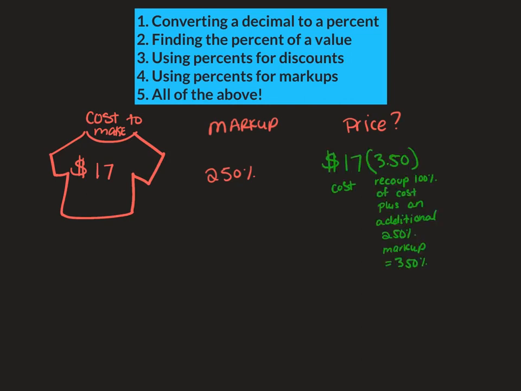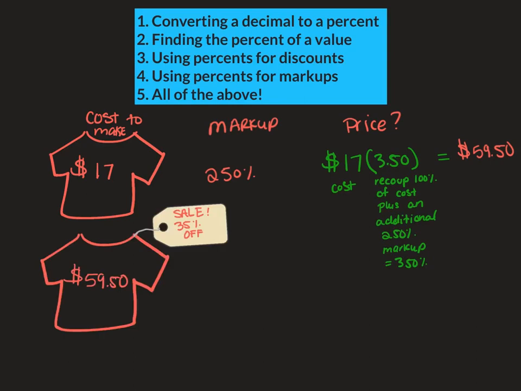The original cost is $17. The multiple that they're charging is 3.50 because they want to recoup 100% of the cost plus an additional 250% as a markup. So that means they're going to charge 350% of the original cost to get the price. I translate this into the decimal form of 3.50. That's how I know I have a 3.5 multiple. When I calculate this out, I get that the price will be $59.50 at this store.